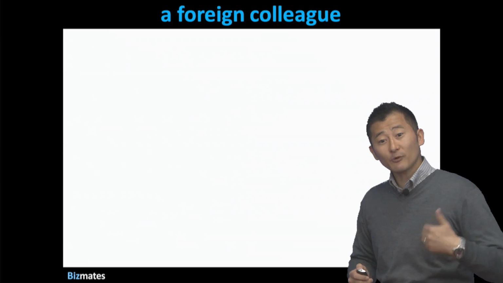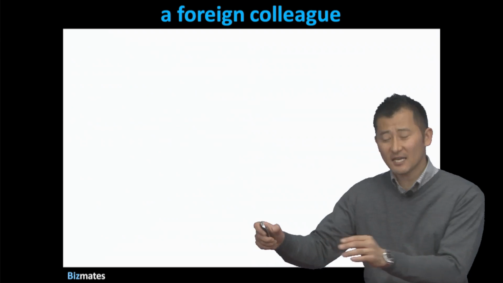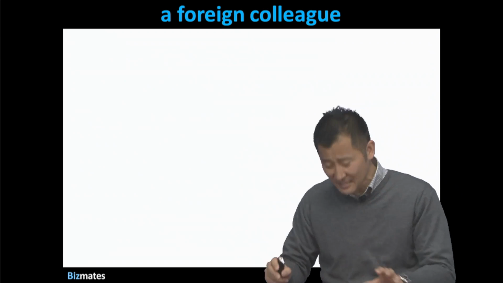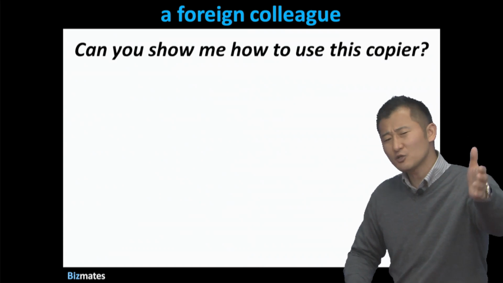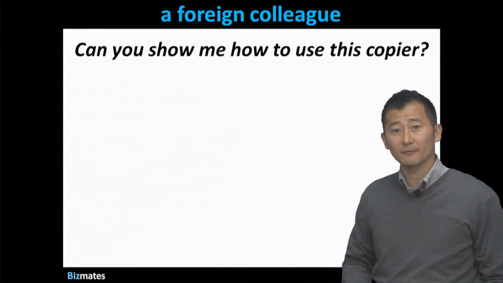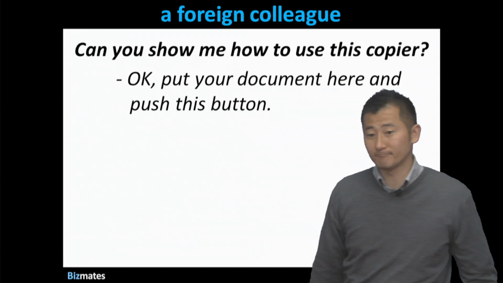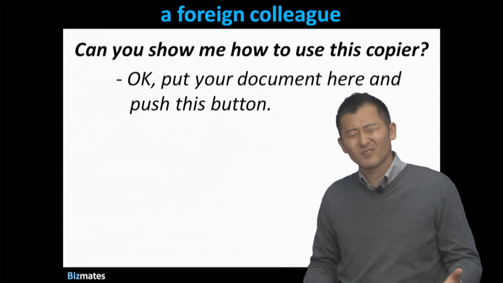Okay, communicating with a foreign colleague. Okay, imagine you have a new foreign colleague. He's at the photocopier and all the instructions are in Japanese. He's confused. And he says, excuse me, can you show me how to use this copier? And what do you say? Oh, okay, sure. Okay, put your document here and push this button. Okay, no problem. Something like this, very simple.